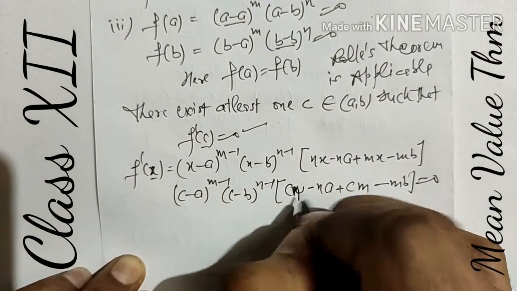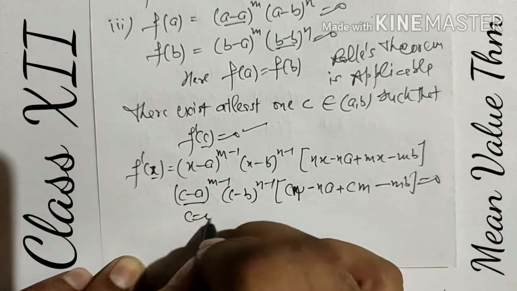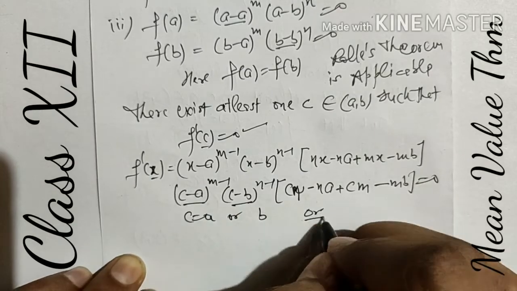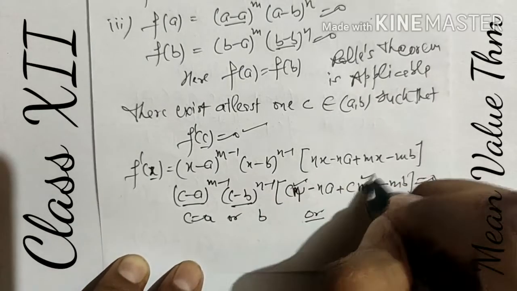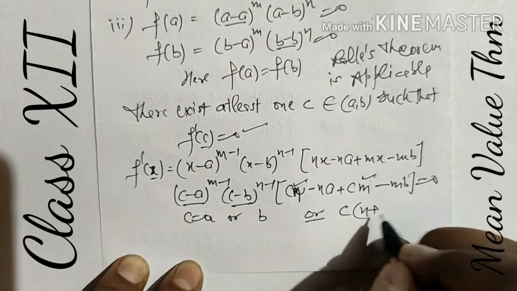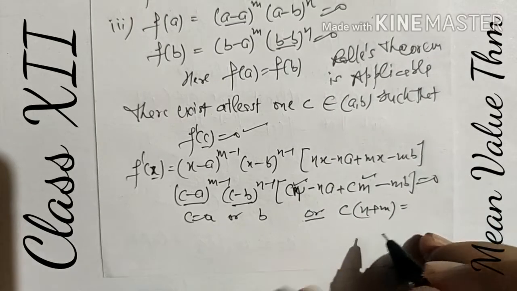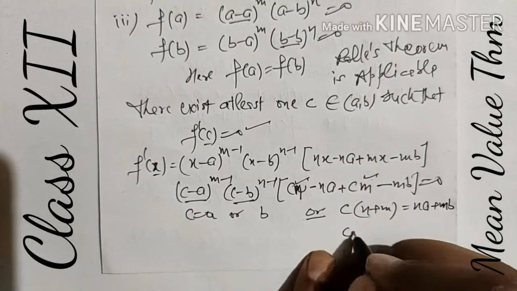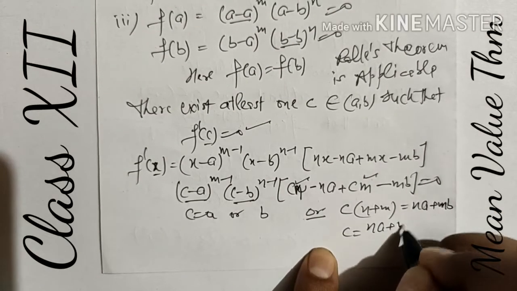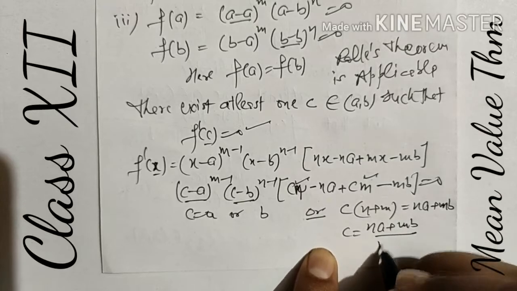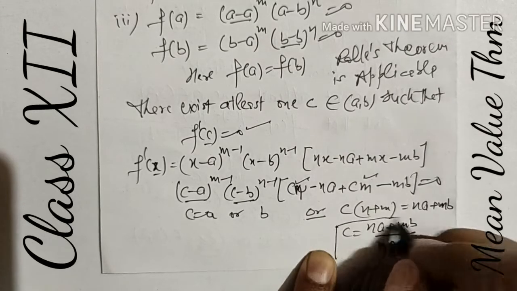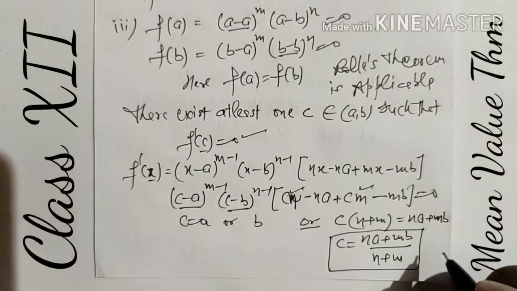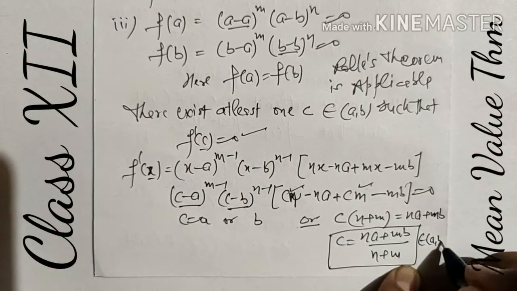This is cn. If we take this 0, A answer. From here, B answer. If we simplify this, in these two c common, n plus m, right side become na plus mb. So value of c become na plus mb divided by n plus m. This is like your section formula point. So it belongs to interval ab.